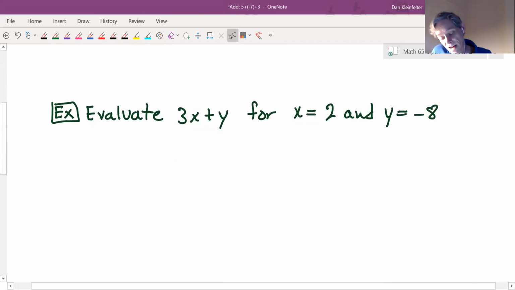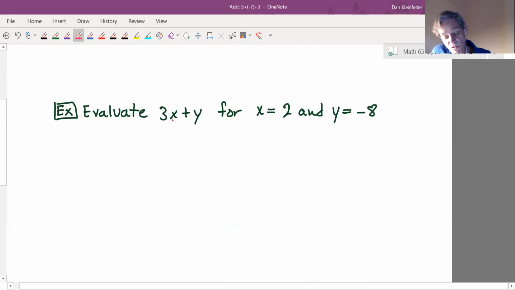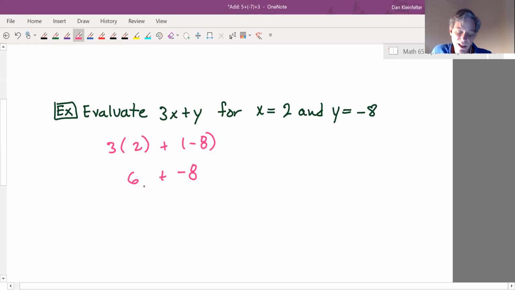Okay. An evaluate question. 3x plus y when x is 2 and y is negative 8. Our first step would be to replace the x and y with what they are. So remember that the x has to be replaced by the x value and the y is replaced by the y value. Okay, 3 times 2 is 6, and then negative 8 in the back. Finally, down to the addition. 6 plus negative 8 will be negative 2.